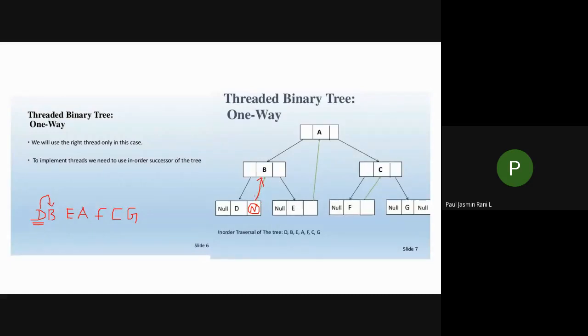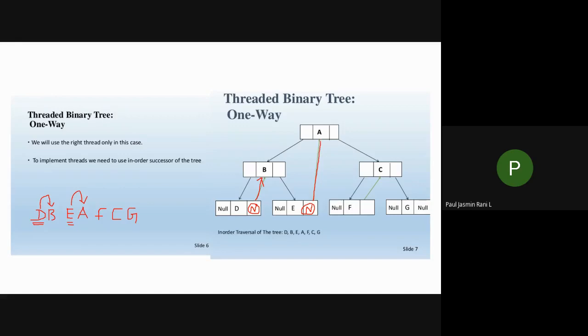This is what we call a right thread. This is how you have to fill the thread. Similarly, for this E node, you have the right child marked as null. This has to be replaced with some other address, that is, the parent node address. How are we going to take it? For this E node, what is the in-order successor of this E node? The in-order successor of the E node is A. So for this E node, the successor is A.